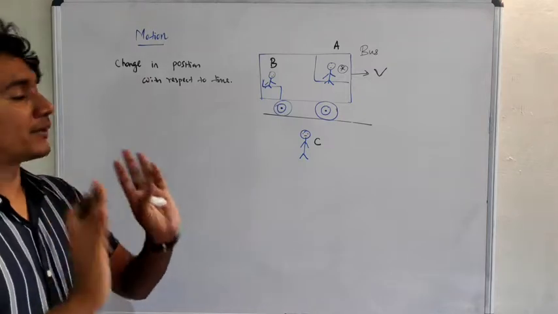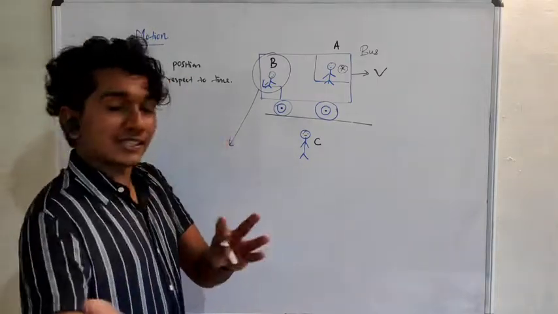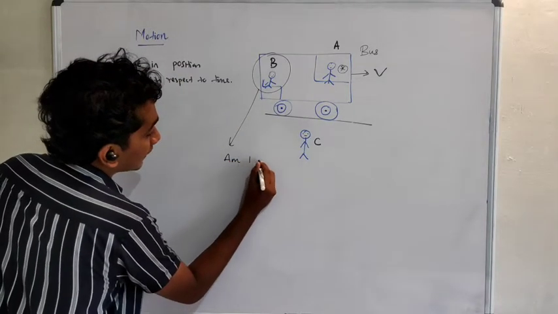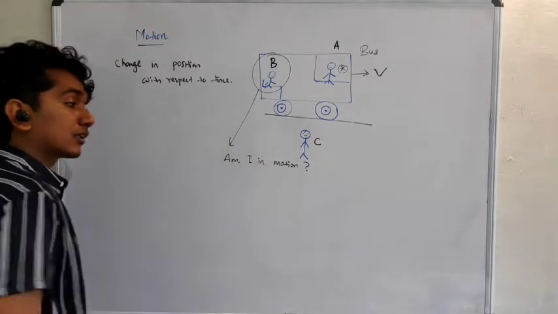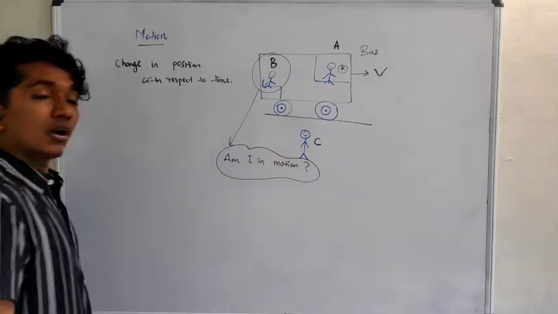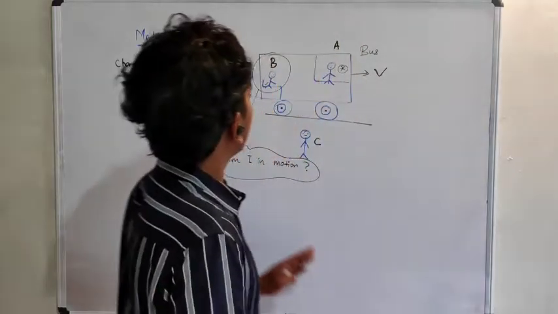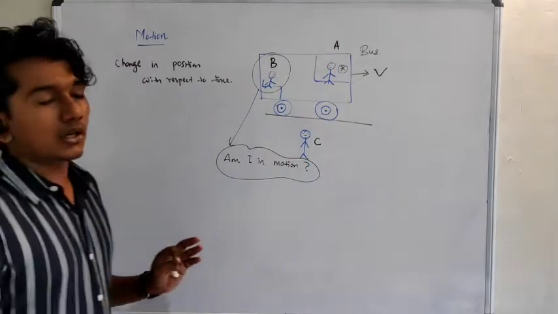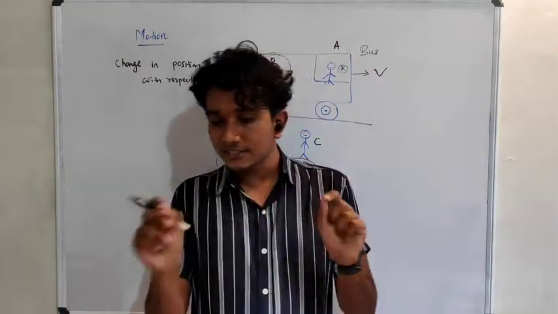My question is very simple. This guy B is asking you a question. What is his doubt? Am I in motion, or is this guy moving or not? That is his question. What do you think about this? Is B in motion or not? You think about it, get an answer, write it somewhere and then come back.